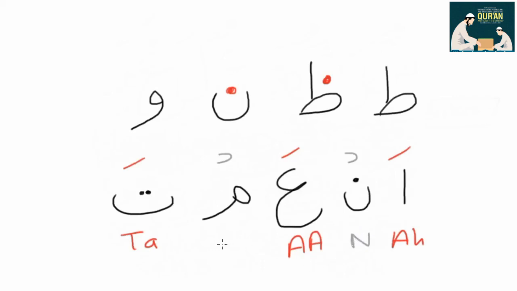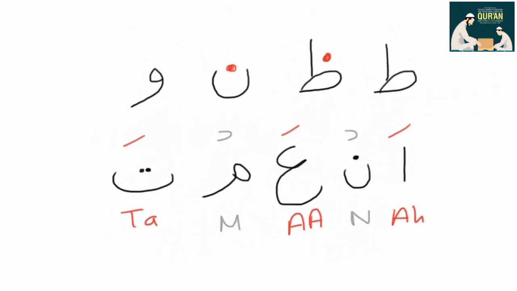So an, am, ta. You join the alif and the noon together, becomes an. You join the alif and the meem together, which becomes am. Pronounce it with me. And the ta, you pronounce it with the fatha, ta. So it becomes an, am, ta. An, join together, an, am, ta.